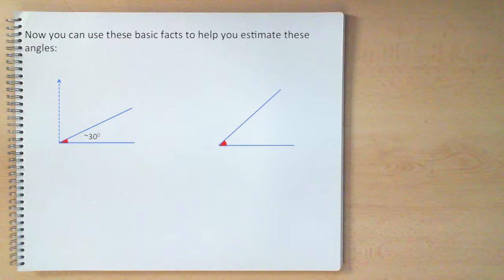Let's look at the next one. First of all, we're going to put our straight line up so we can do the comparison with 90 degrees. This looks to be about halfway between. So we're going to call this angle 45 degrees. And I think if we get a protractor on that, it would be about right.